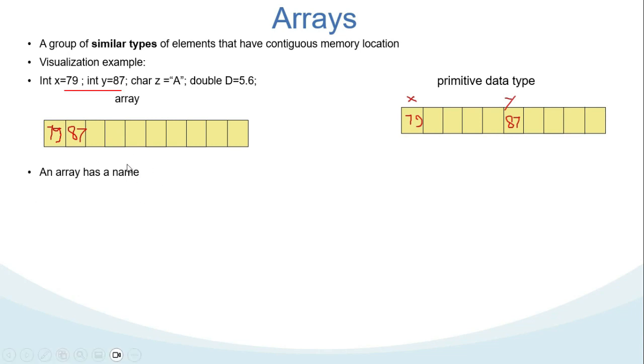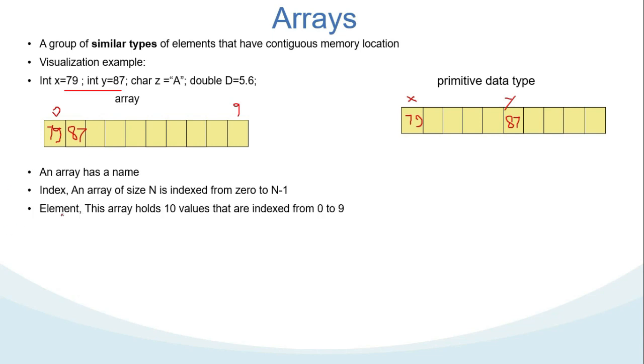An array has a name. So here, we can name our array, for example, scores. An array has an index. An array of size n is indexed from 0 to n minus 1. So we can start the array from 0 up to 9 because we have 10 elements. And it has elements, the ones inside here. This array holds 10 values, indexed from 0 to 9.